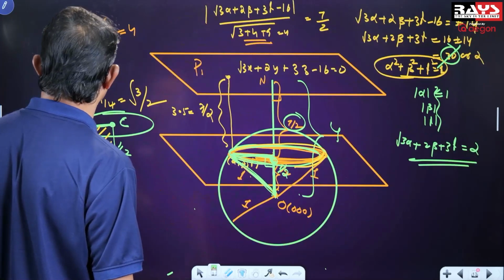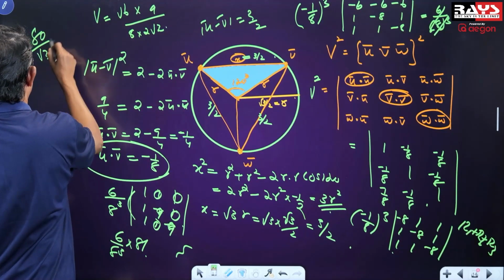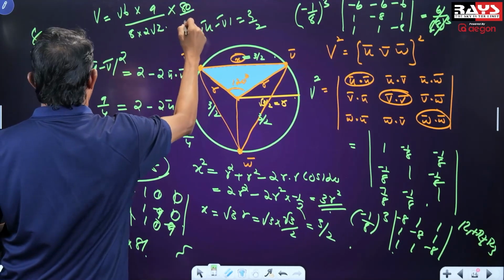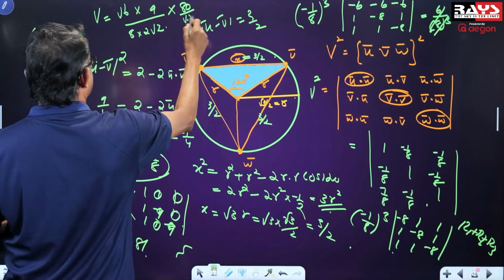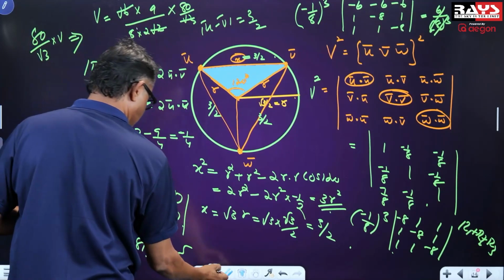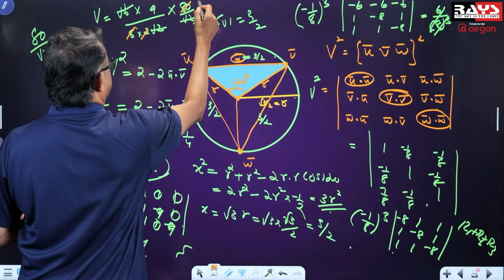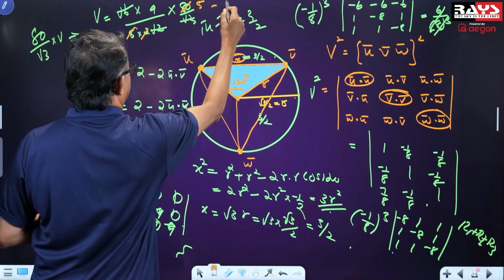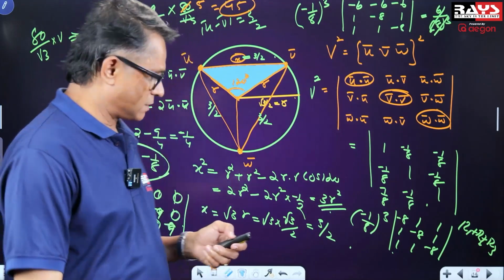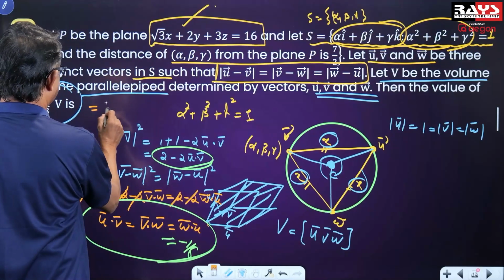And we have to find out 80 by root 3 into V. When you multiply this with 80 by root 3, root 3 into root 2 gives root 6, which cancels. And 8 into 2 is 16, and this cancels with 80 to give 5. 9 into 5 is 45. So the answer to this question is 45.